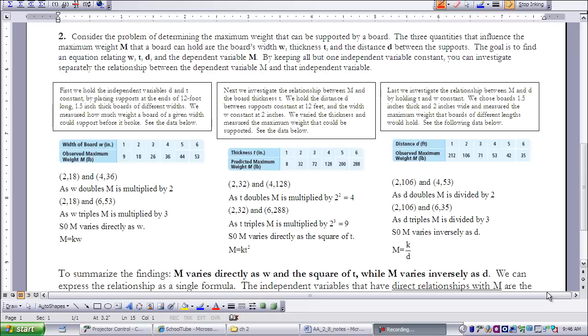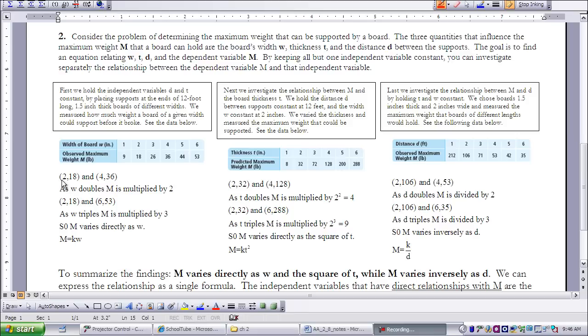So let's look at our first set of data. First, we hold the independent variables D and T constant by placing the supports at the ends of a 12-foot long, 1.5-inch thick board of different widths. We measure how much weight a board of a given width could support before it broke. See the data below. So I'm going to look at two data points to see how it's varying.